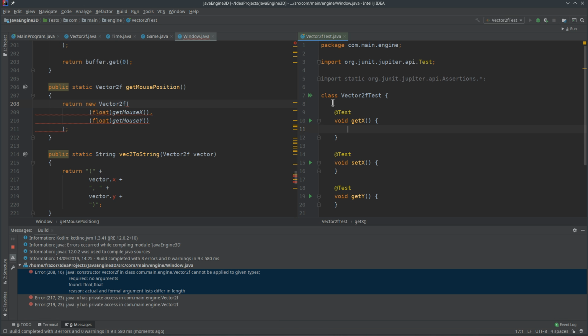Here we go. 2F in class com blah blah blah cannot be applied to given types. Required no arguments. Found float. Reason: actual and formal argument lists differ in length. That's nice. So we now have errors, which is what I wanted. If you don't get errors, then it's pretty useless doing it.